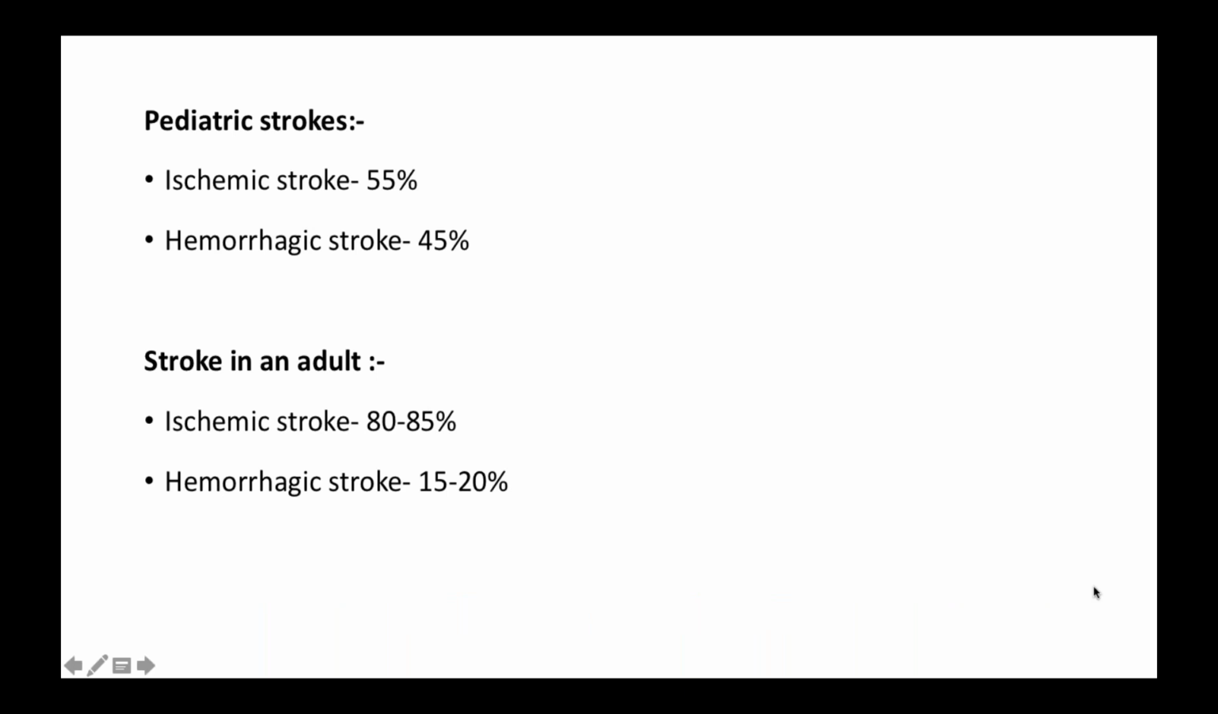In children, ischemic as well as hemorrhagic stroke are almost equal in prevalence. Ischemic stroke is about 55% and hemorrhagic stroke is around 45%, so they are almost equally distributed, whereas in adults ischemic strokes are more common than hemorrhagic stroke. Hemorrhagic stroke usually occurs due to accidents and injuries.